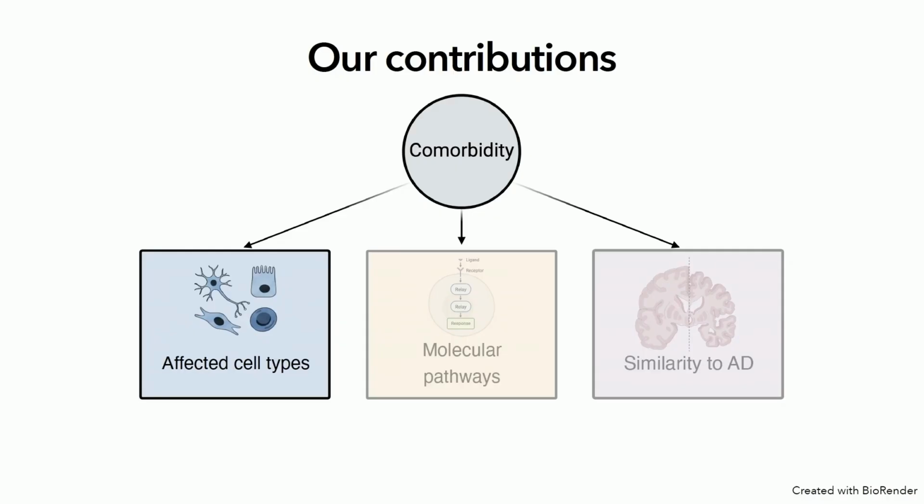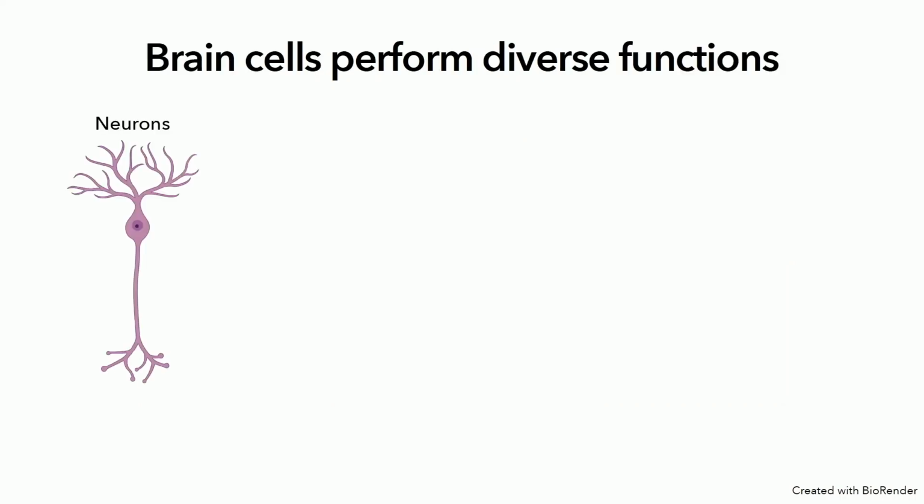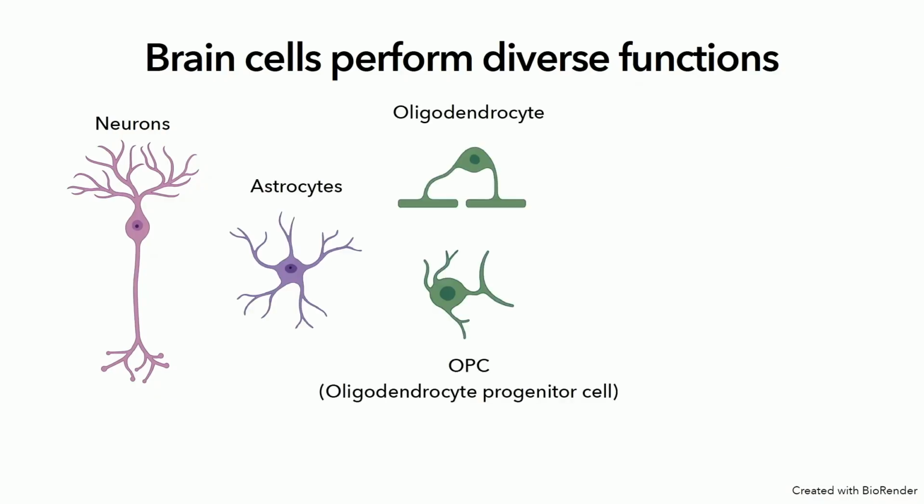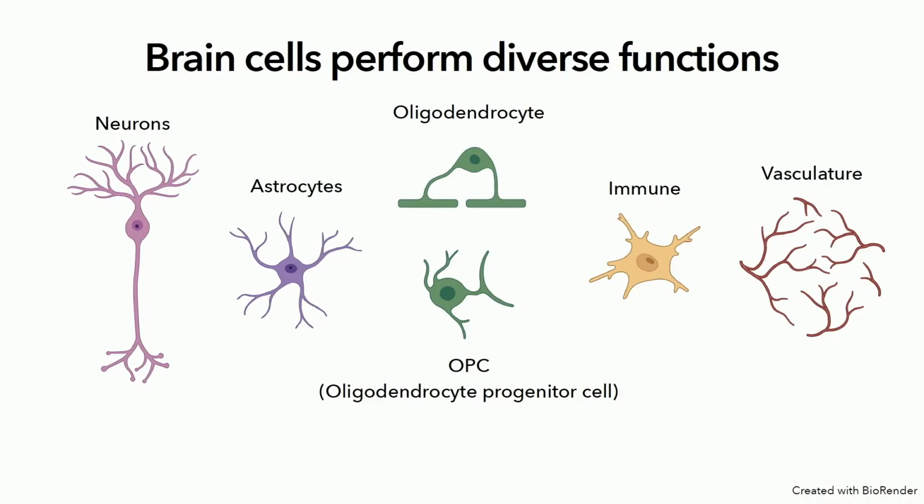Because there are many distinct types of cells in the brain, we first asked, which cell types does each comorbidity affect? But before that, let's briefly review the functions of the major cell types in the brain. The excitatory and the inhibitory neurons transmit signals. The astrocytes nourish the neurons and clear waste. The oligodendrocytes and their precursors, OPCs, insulate the neurons. And there are also immune and vasculature cells in the brain.